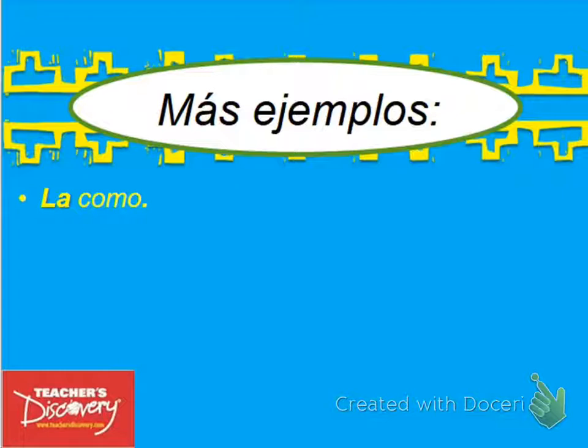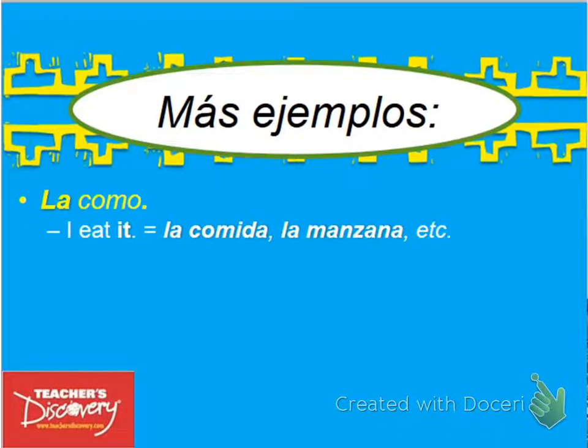La como. How do you know what your subject is here? Your verb and subject are always together, always have to agree. So we should know that in present tense, all our verbs that end in O are talking about myself. This means I eat it. What is the it that I eat? Something feminine and singular. It can be la comida, la manzana, anything that is feminine and singular.